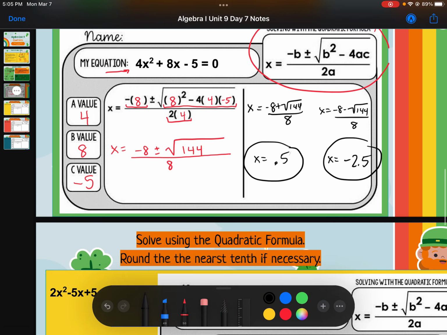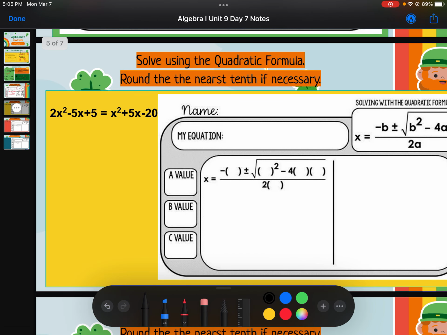Okay. So let's try the next problem. So if we look at the next question, we have to decide what is wrong here. So I have 2x squared minus 5x plus 5. And then I have x squared plus 5x minus 20. So in order to actually find my a, b, and c, everything has to be on one side of the equation.